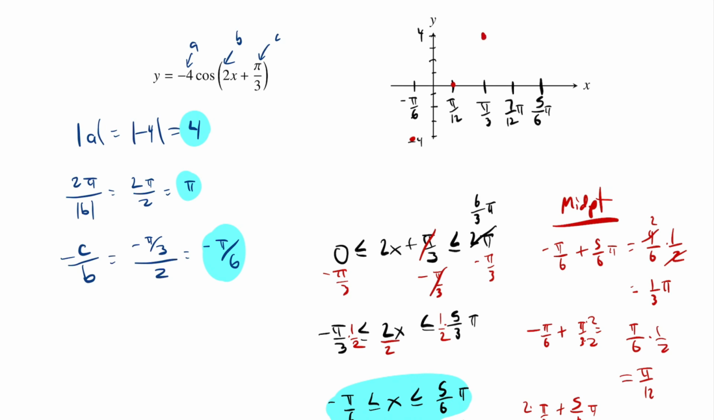So if you have a negative coefficient, you're going to start at the bottom. If you have a positive coefficient, you're going to start at the top. That is the end of the section.